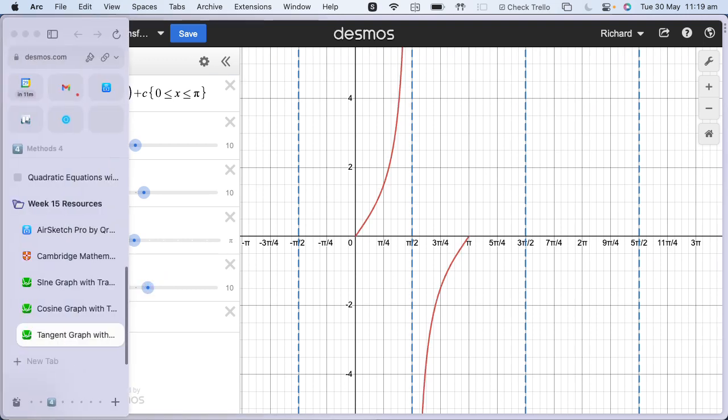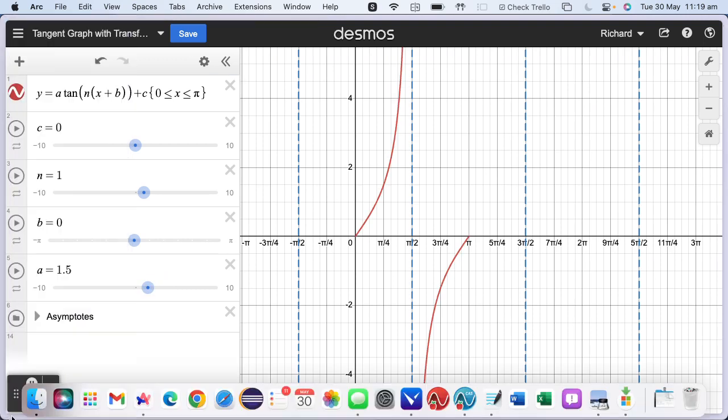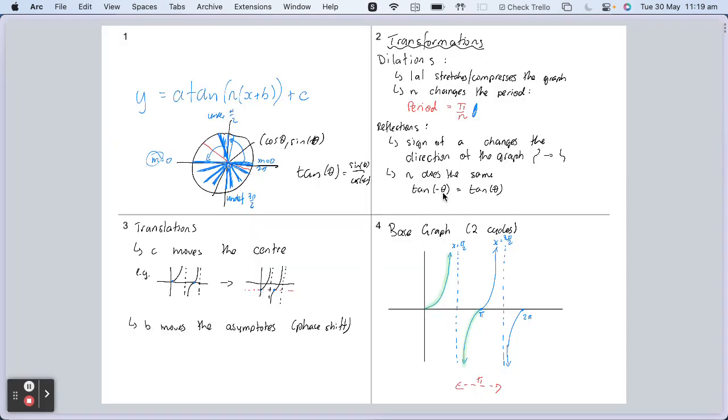So N, if you remember, N is the horizontal dilation, and for sine and cosine, it affects the period. Questions? It affects the period in exactly the same way as it does for sine and cosine, i.e. we divide pi, not 2 pi, by n, and that'll give us the new period.